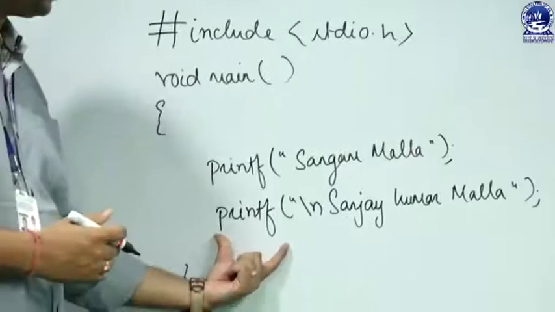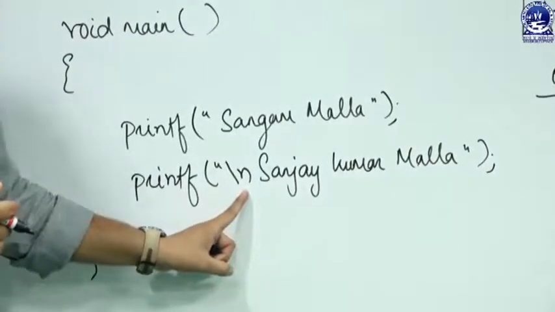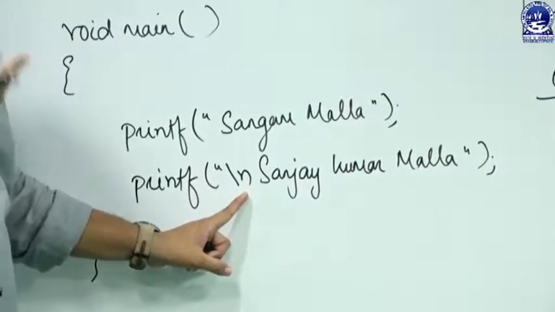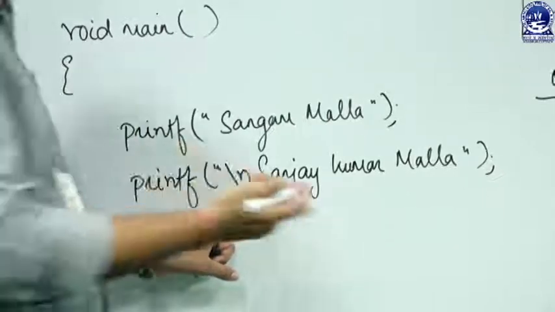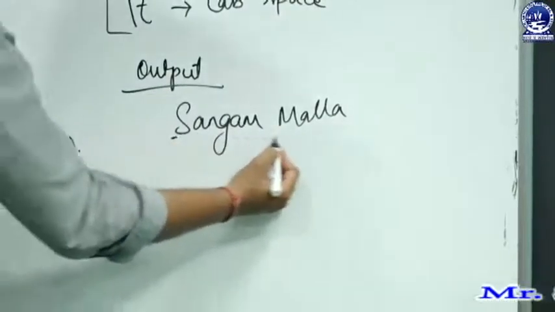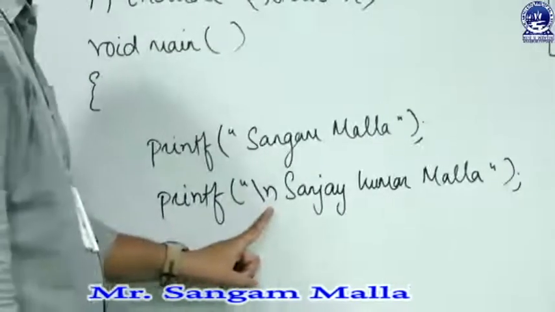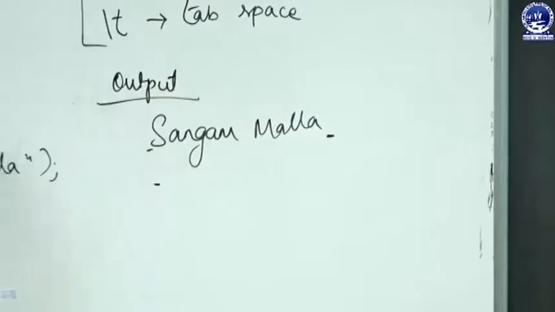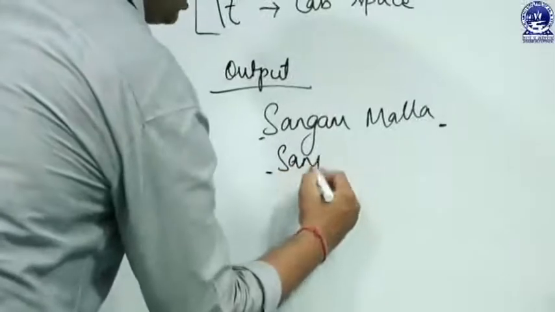In the next line I have written a printf function, but I have used an escape sequence, that is \n. So what is the work of \n? It will move the cursor to the next line. At first the cursor was here, it printed my name and it was present here. When it encounters \n, the cursor will move from this line to this line. Now it will print the message, that is my father's name.